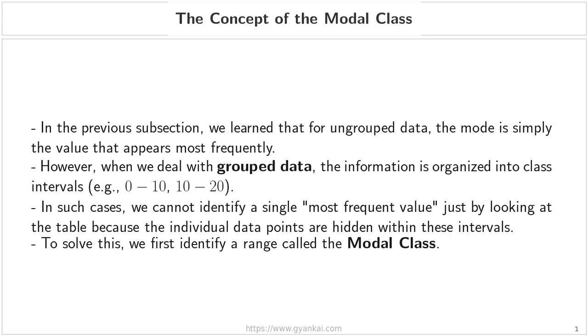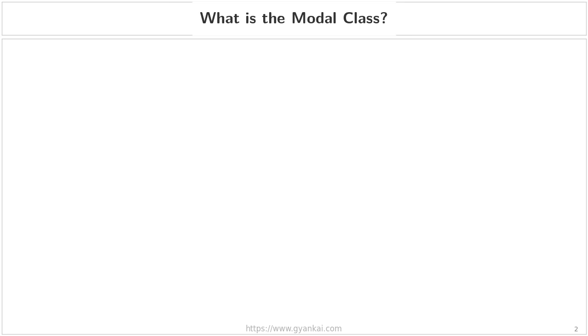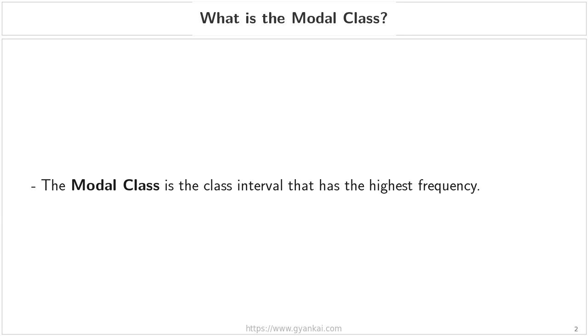To solve this problem, our first step is to identify a specific range, which we refer to as the modal class. We will explore exactly how to find this in the next few slides. What is the modal class? The modal class is simply the class interval that has the highest frequency. In other words, it is the group or the range that appears most often in our table.